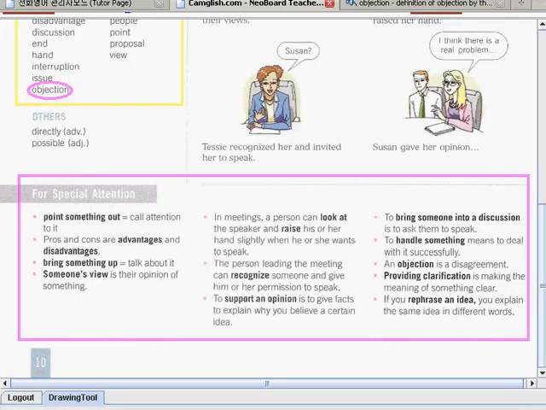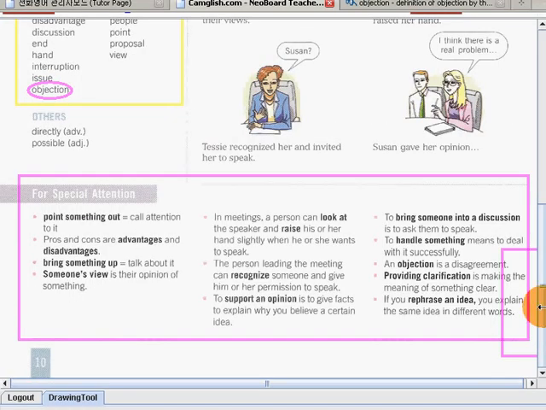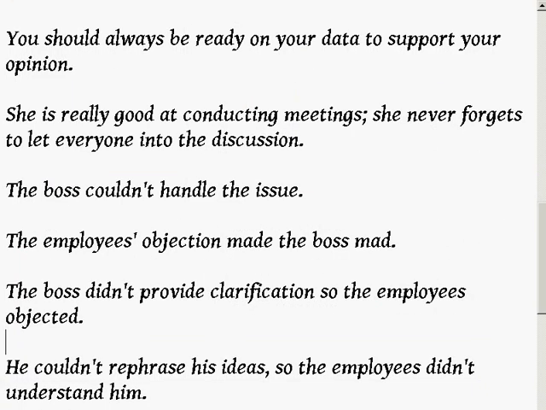To handle something means to deal with it successfully. The boss couldn't handle the issue. An objection is a disagreement. The employee's objection made the boss mad.